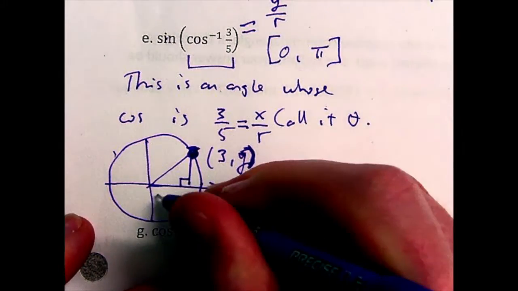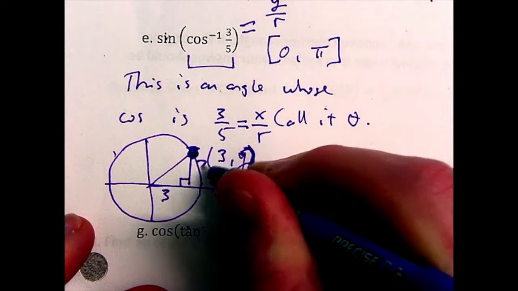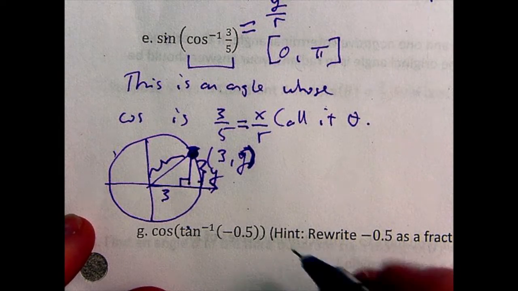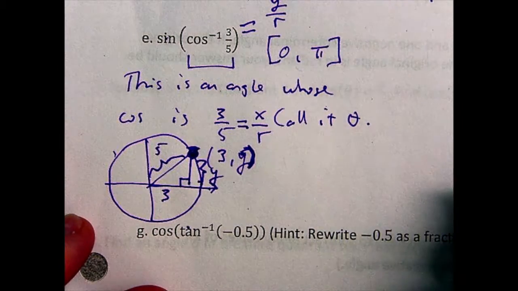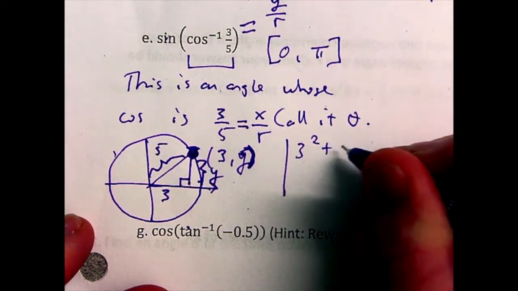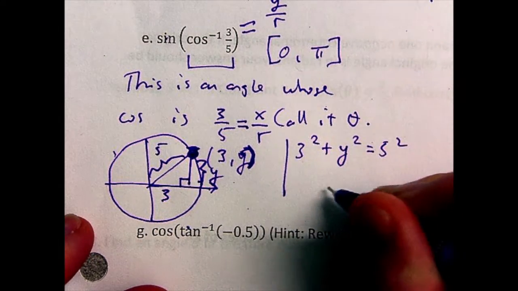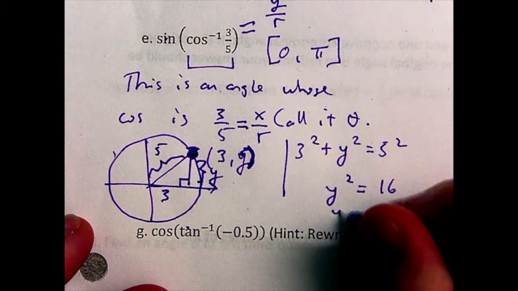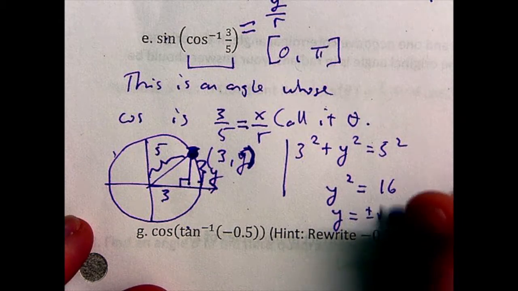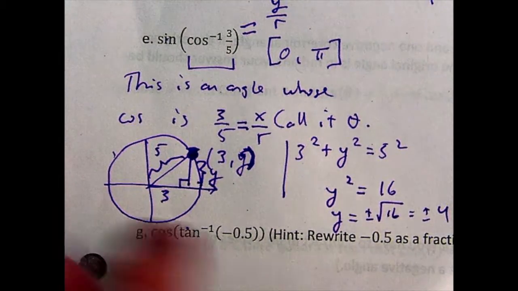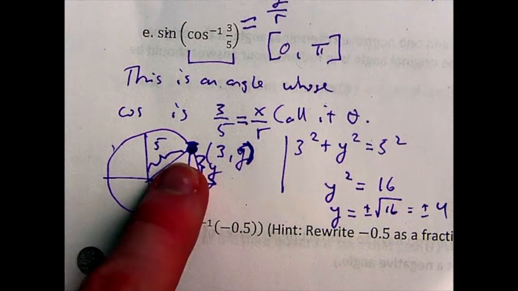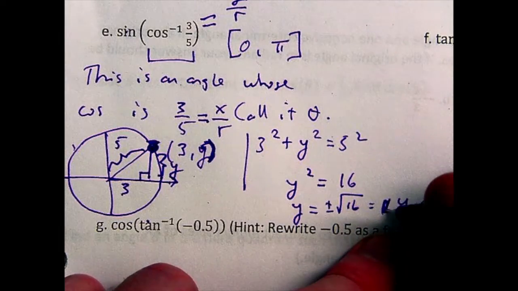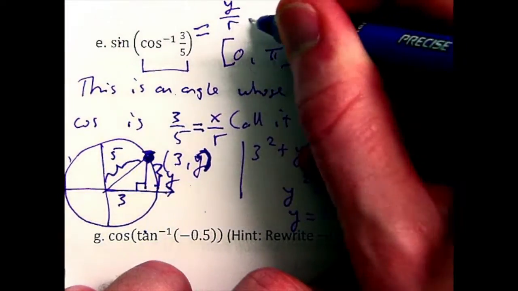What do we know? We know that this side is 3, this side here is y, that's our unknown, and this side here, that's a radius of the circle, which we just said was 5. So if you do the Pythagorean theorem, 3 squared plus y squared is equal to 5 squared, you should find that y squared is equal to, let's see, 25 minus 9, that's 16, so you get y is equal to plus or minus root 16, or plus or minus 4. But in context it's clear that the y-coordinate of this point, since this angle is in the first quadrant, should be positive, so we get positive 4.